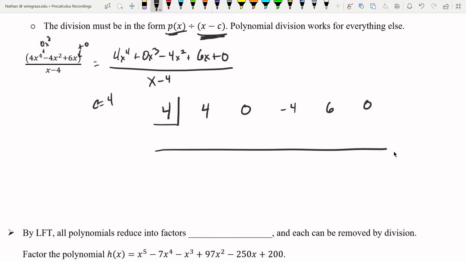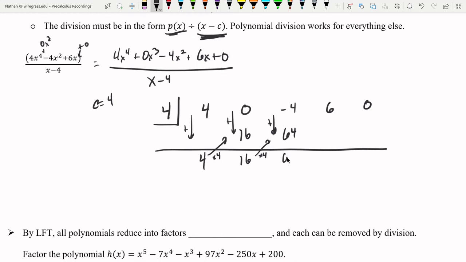So we're going to add going downward. So here we have 4 plus nothing is 4. This first one always is just going to be the same thing. And then we're going to multiply by c, or in this case 4 going up. 4 times 4 is 16. Add going down, 0 plus 16 is 16. Multiply by that c value, which is 4 going up. 16 times 4 is 64.